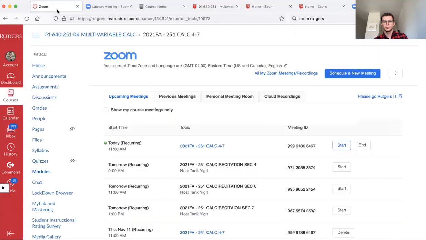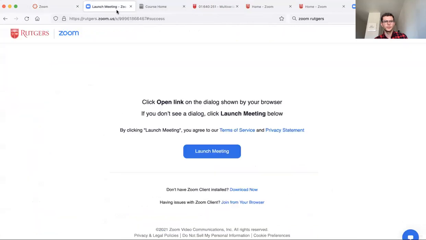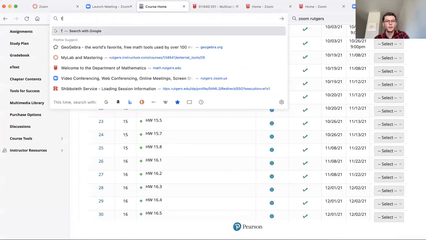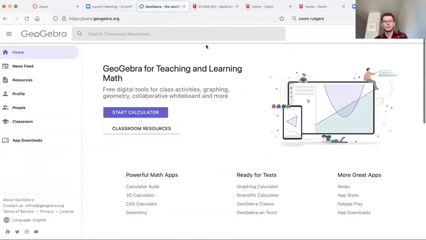Okay, so let me start with just a little bit about spherical coordinates, showing you how they look.